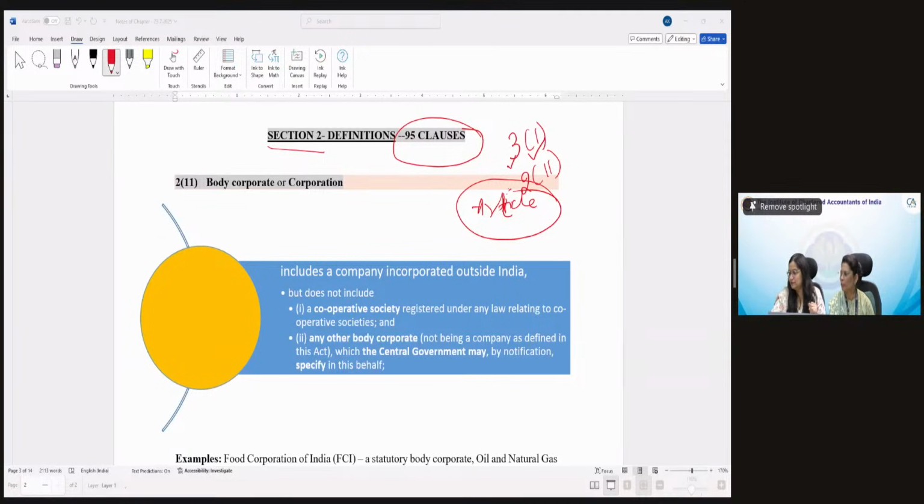Now let's move to the definition. So here we started with the definition. We have not arranged them in serial order, but we have.